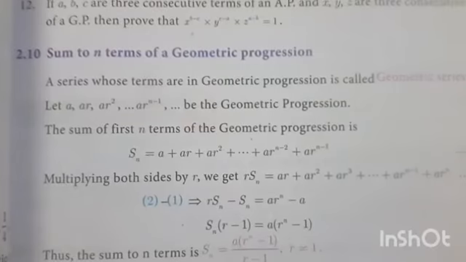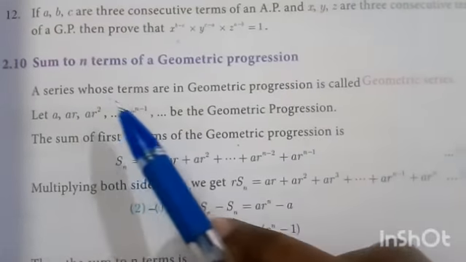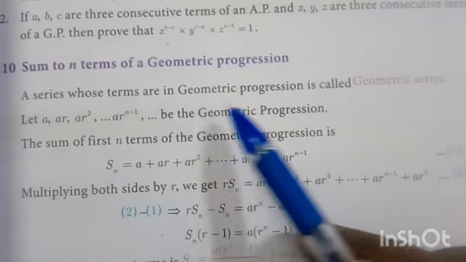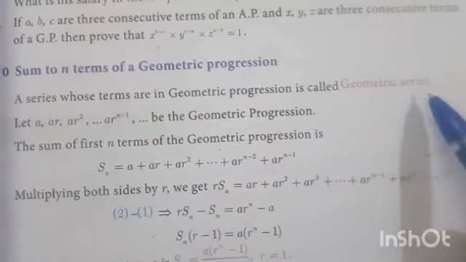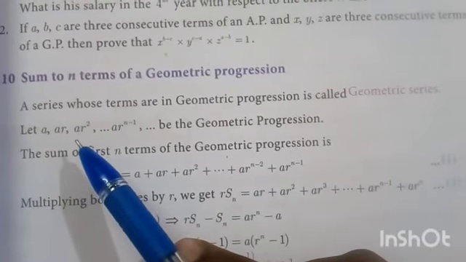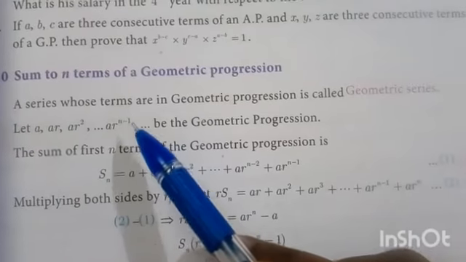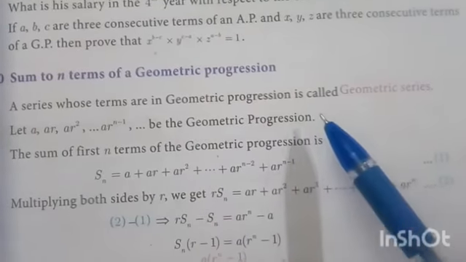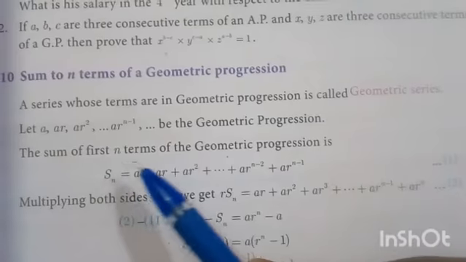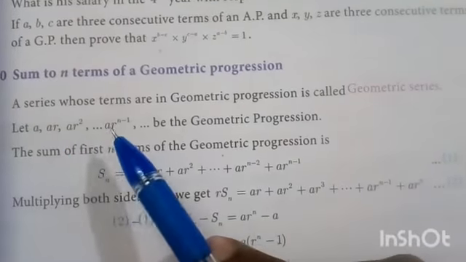Students, now we are going to see the sum to n terms of a geometric progression. A series whose terms are in geometric progression is called a geometric series. So the general terms a, a r, a r square, etc., a r power n minus 1, etc. be the geometric progression. The sum of the first n terms of the geometric progression, we have to add all of these.